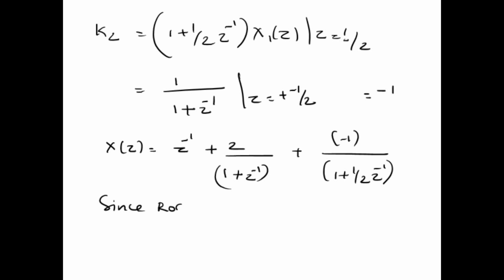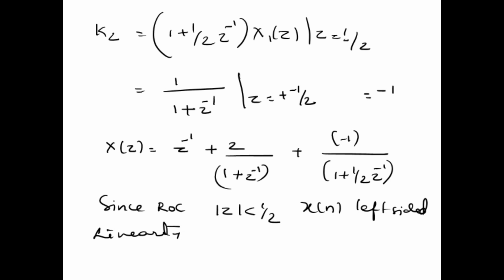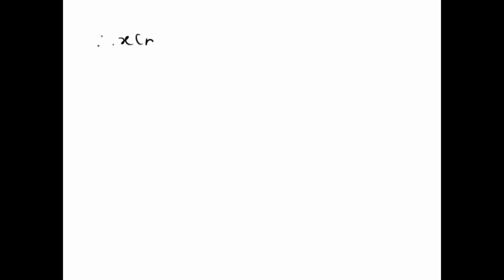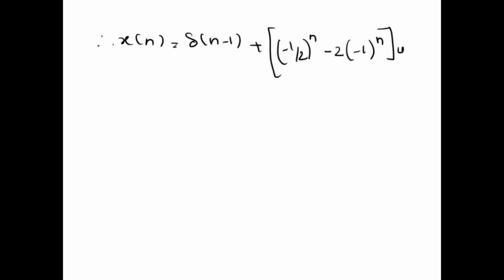Since the ROC is given as mod z less than 1/2, x(n) must be a left-sided sequence. Using the linearity property and referring to the table and taking the inverse Z transform, we get x(n) = delta(n-1) - 2(-1)^n u(-n-1) + (-1/2)^n u(-n-1). Therefore, x(n) = delta(n-1) + [(-1/2)^n - 2(-1)^n] u(-n-1).